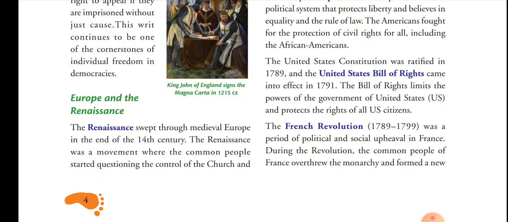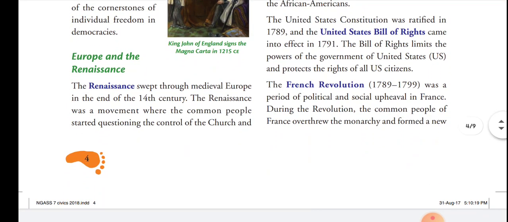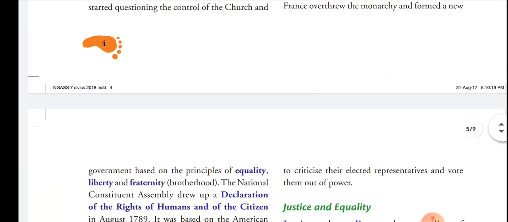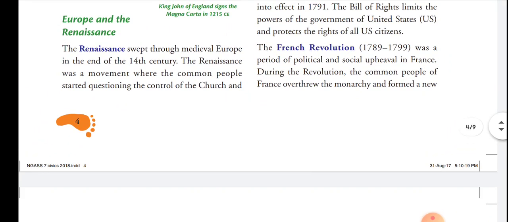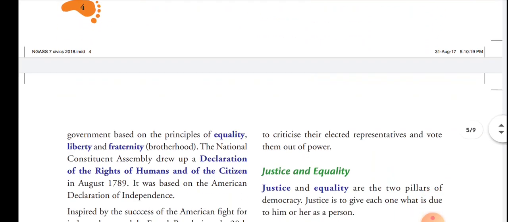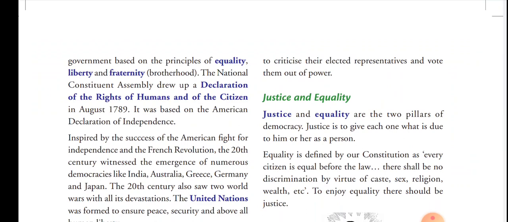Now the French Revolution. What was the French Revolution? The French Revolution was a period of political and social upheaval in France. During this revolution, the common people of France overthrew the monarch and formed a new government based on the principles of equality, liberty and fraternity. Equality means equal, liberty, and fraternity means brotherhood. So they adopted this form of government.